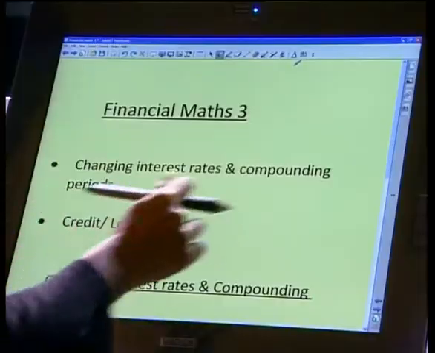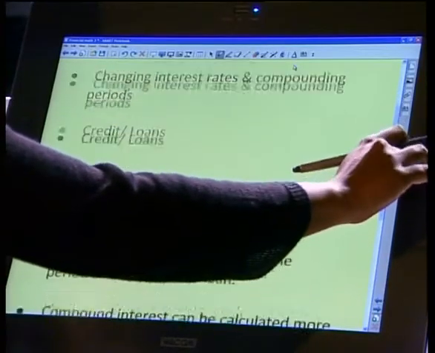In this section, we will continue looking at financial maths. Specifically, we are interested in changing interest rates, compounding periods, and credits and loans. So first, let's look at changing interest rates and compounding periods.